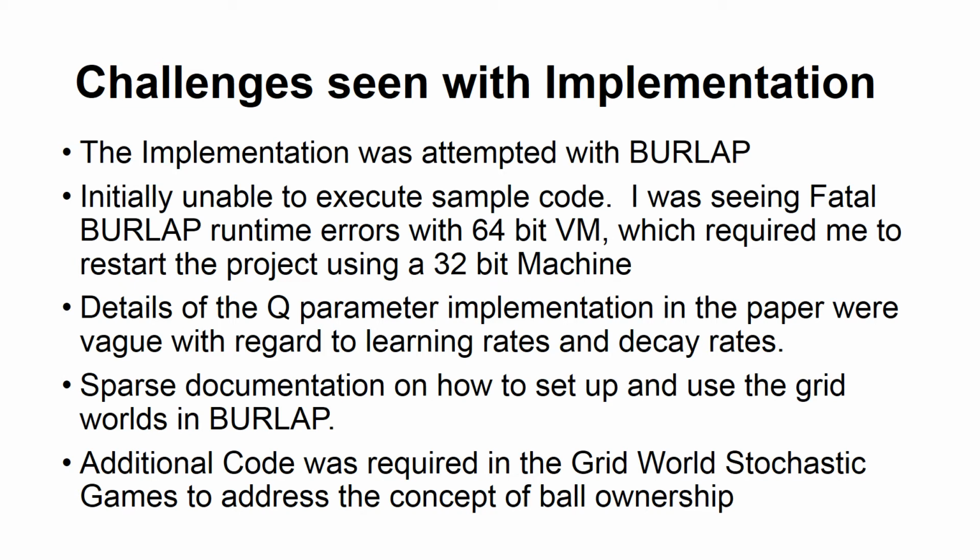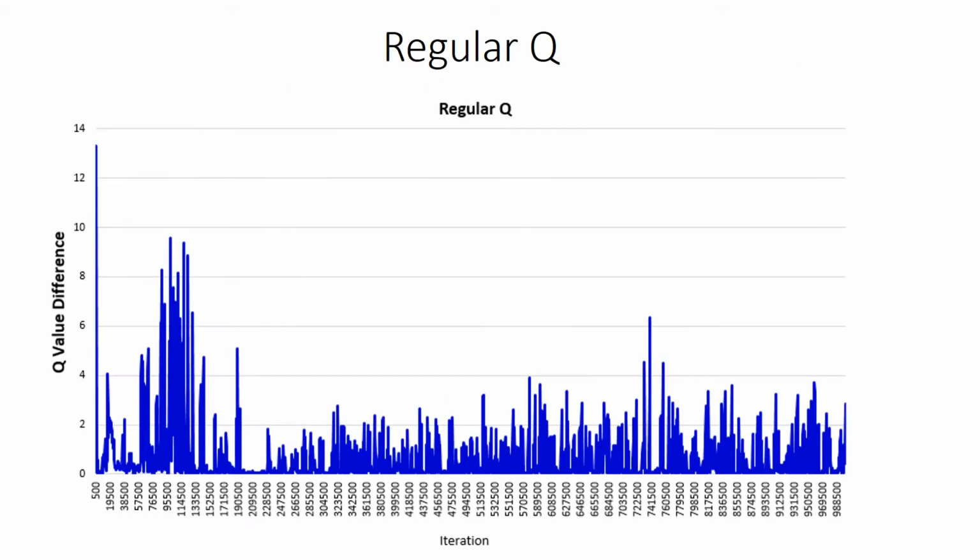And for this particular game, it doesn't exist already in BURLAP, so I was required to modify some of the existing BURLAP code to get this game working properly. What I attempted to do was write code for describing the ball possession as an attribute for the agents. I tried to write code in the mechanics jar file to handle the transfer of the ball, but I'm not sure these were successful. So here's the results.